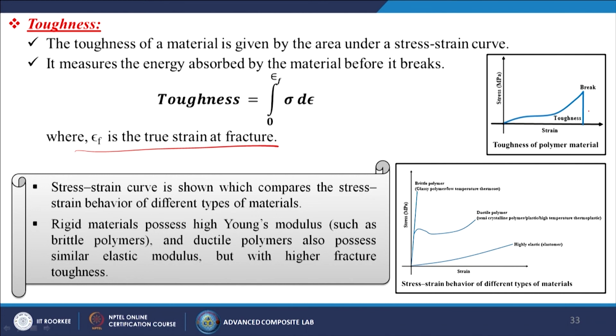The stress strain curve shown compares the stress strain behavior of different types of materials. From this you can see we have given examples of the brittle polymer, the ductile polymer, and the highly elastic polymer. You can see the toughness of each material. Rigid materials possess a high Young modulus, such as brittle polymers, and ductile polymers also possess a similar elastic modulus, but with higher fracture toughness.